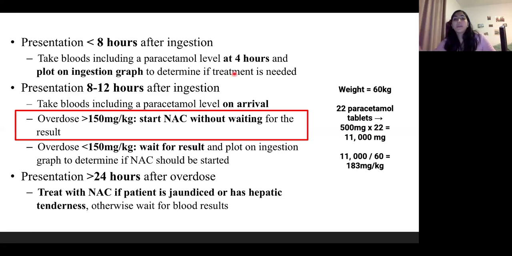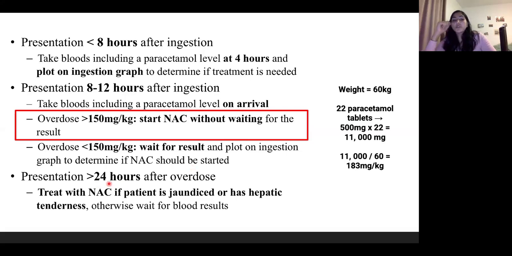But this is quite a late presentation. And so what you need to decide is, is this a large amount of paracetamol? We all know that one paracetamol tablet is 500 milligrams. And basically you need to know this equation: 150 milligrams per kilogram is sort of your cutoff point between starting NAC versus attempting to plot it on a graph.